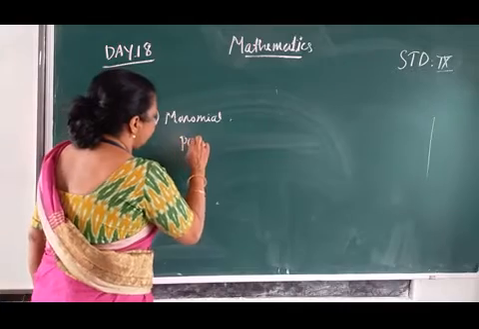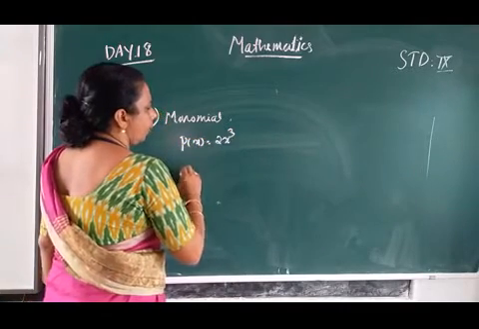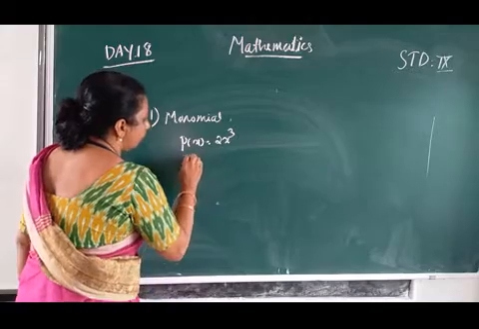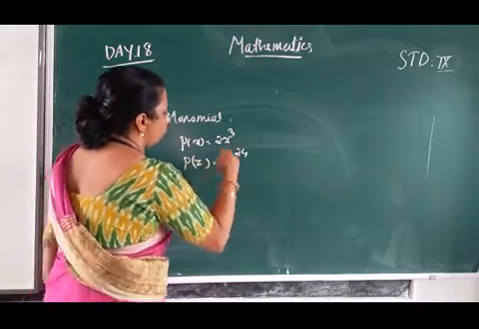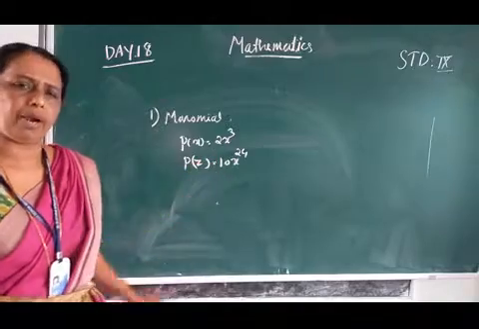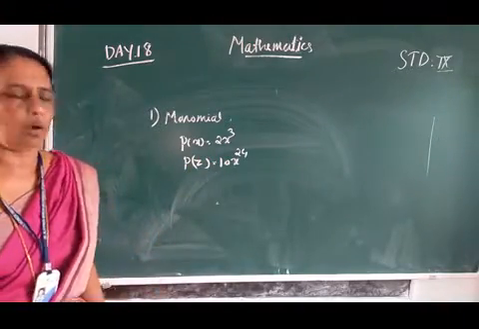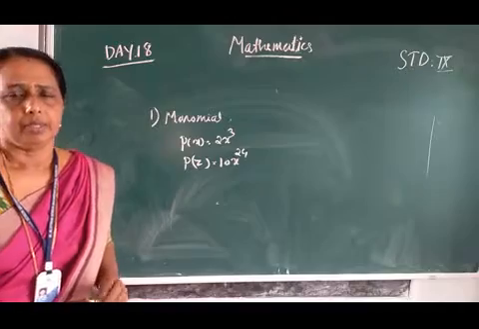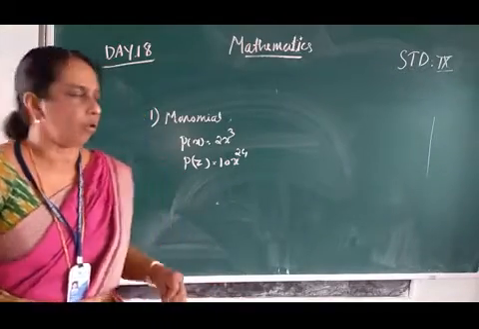That is, p of x is equal to 2x cube, or p of z is equal to 10x raised to 24, having only one term. Or x square, or x cube, etc. All are monomials. That is, a polynomial having only one term is called a monomial.